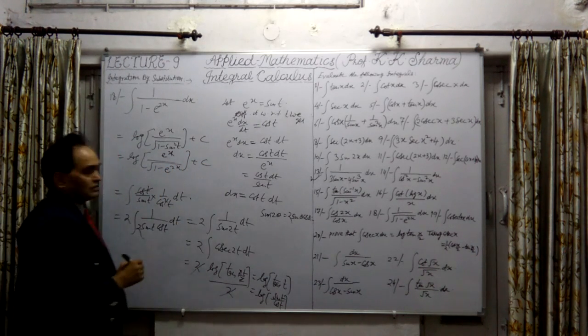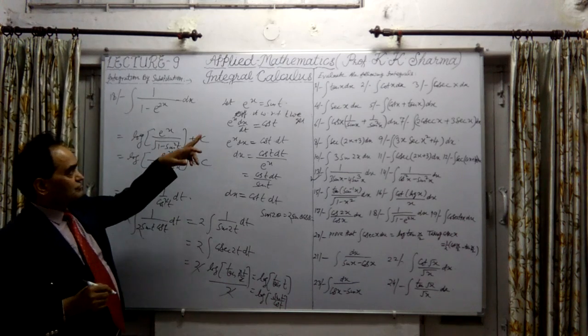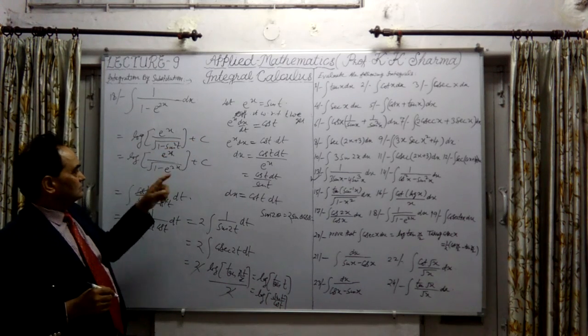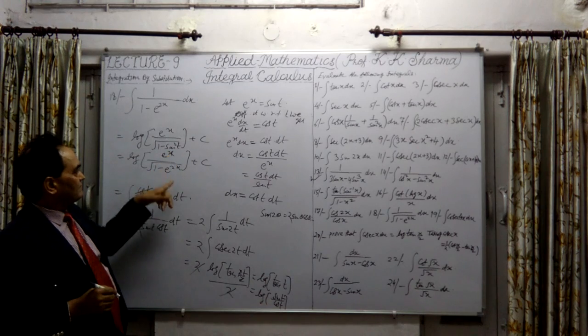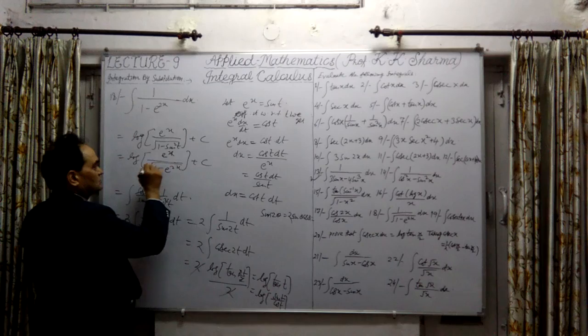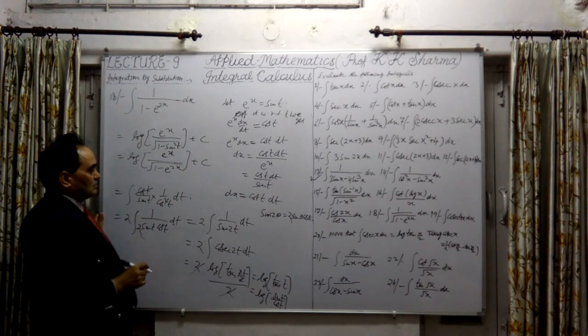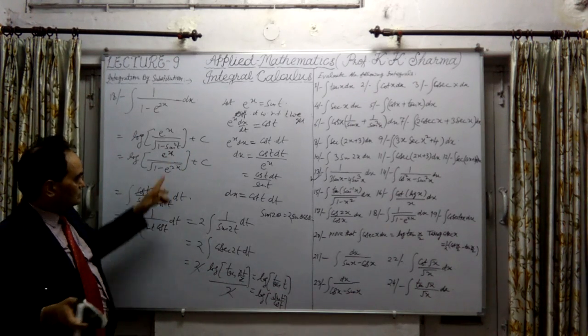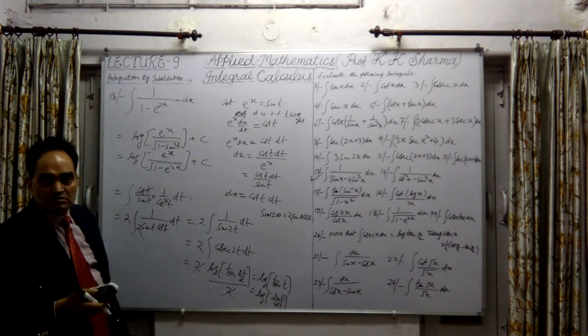Plus the constant of integration. Why is it e^(2x)? Because sin squared t is e raised to the power 2x. So the answer is e^x upon the square root of 1 minus e^(2x). This is the final answer in terms of e^x only. This is how we have calculated this value.